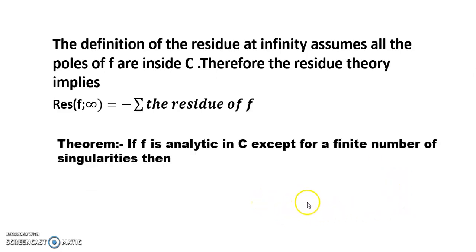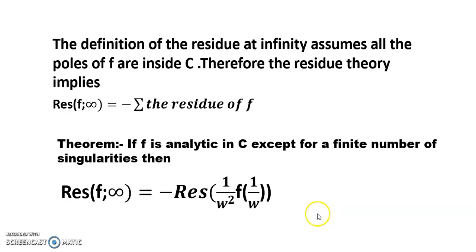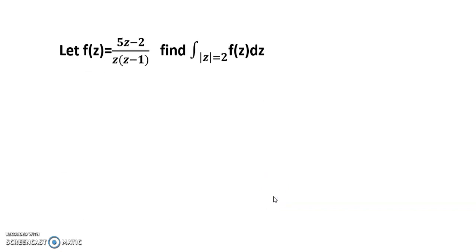Theorem: if f is analytic in C except for a finite number of singularities, then the residue at infinity is equal to minus the residue of 1 by w squared times f of 1 by w, at 0. Okay, it is the residue at 0.